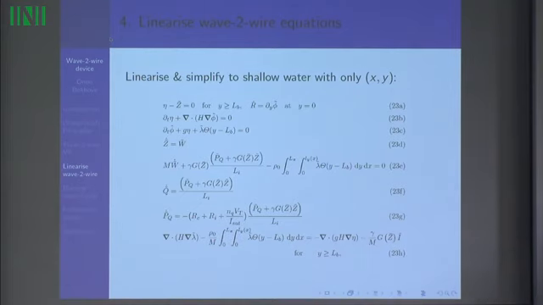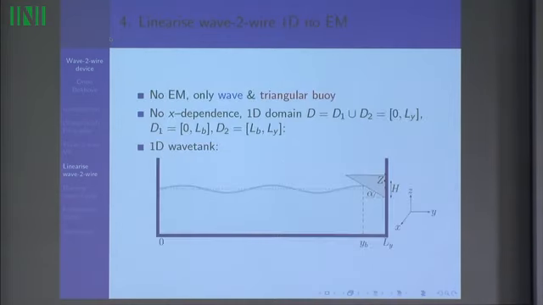Still too complicated, so now I'm going to make a few simplifications. I'm getting rid of the generator. Now in real life I don't do that, I just do that for this talk. I take a triangular buoy because I'm going to be in a 1D domain, so it's just this triangular wedge, and the x direction I take out.